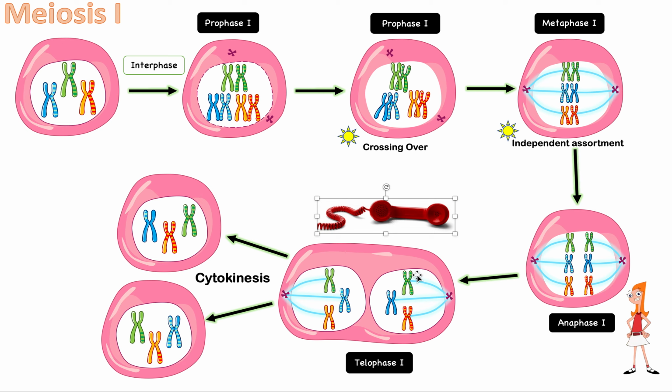So basically what happens during telophase is the nuclear membrane starts reforming around the DNA that's going to opposite sides. So these three are going to this side, and then a nuclear membrane will start forming around it. Same with this one. And then finally, we'll have cytokinesis, which is basically the splitting of the cell into two to form two separate cells. So this entire process here was meiosis I.